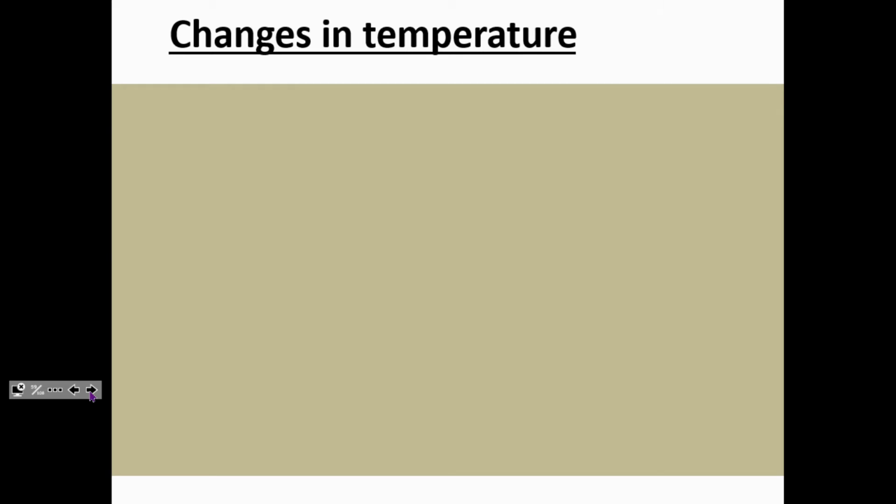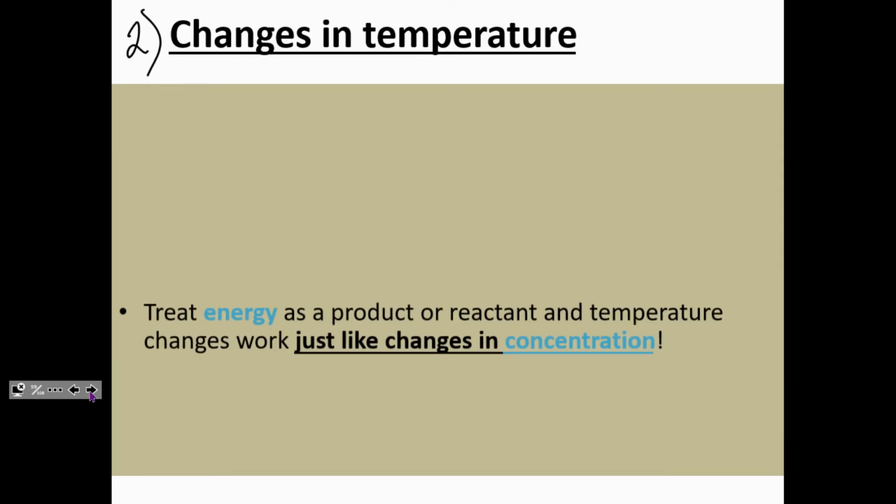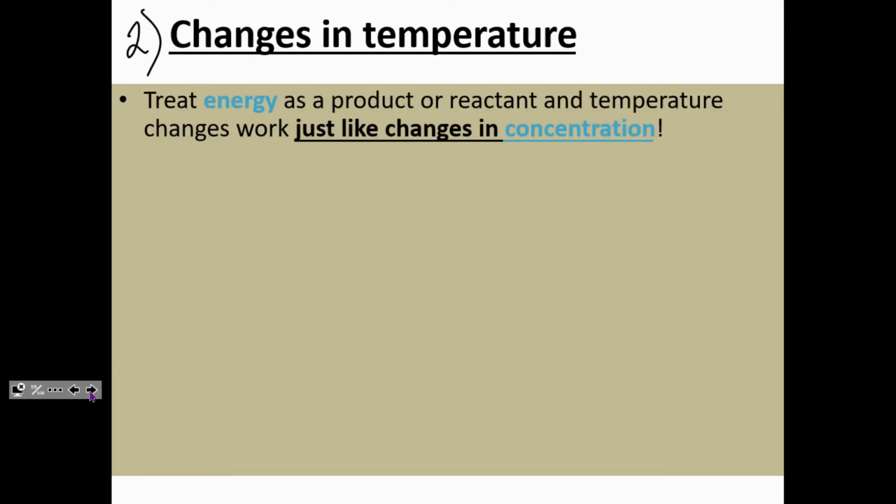The second factor that affects the shifting of equilibrium in Le Chatelier's principle is the change in temperature. How does temperature change affect equilibrium? Well, we're going to treat energy as a product or a reactant. And just a reminder, we usually see energy in the form of joules or calories.